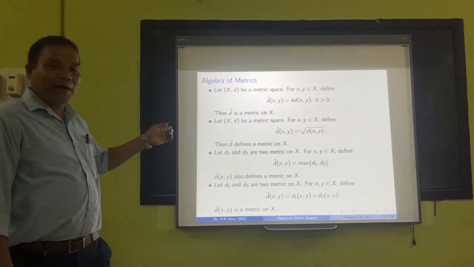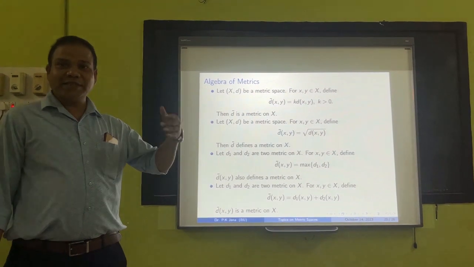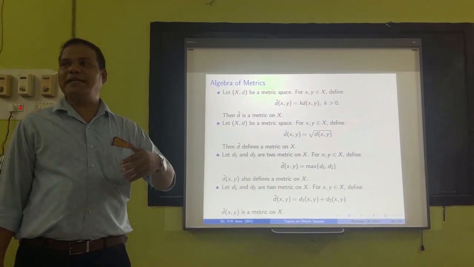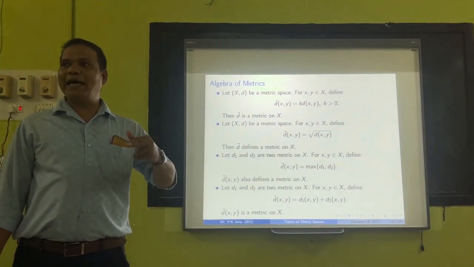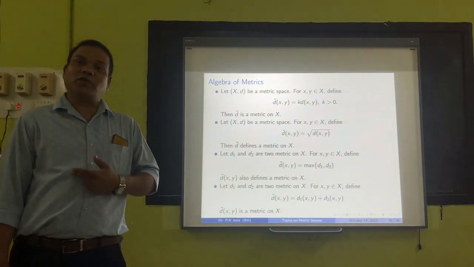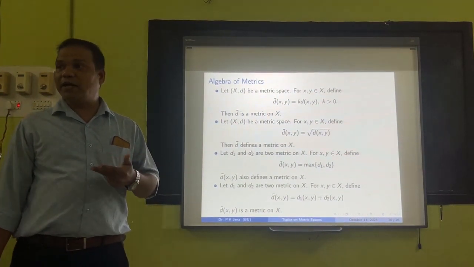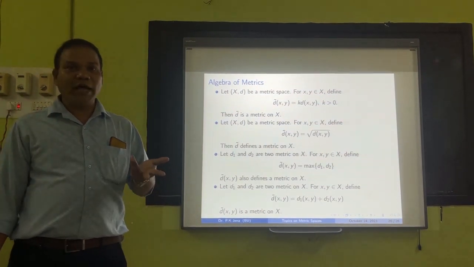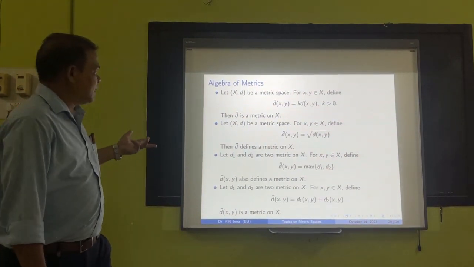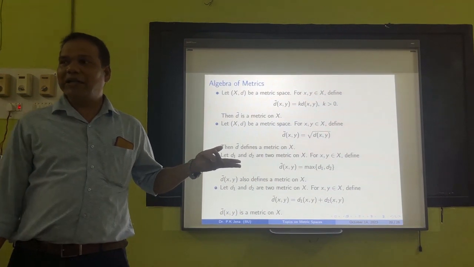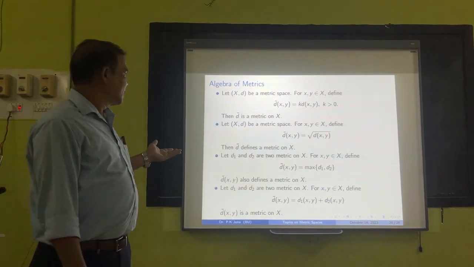Coming to the algebra of metrics, I was discussing earlier that if d1 is a metric on X and d2 is another metric, what about d1 plus d2? What about d1 into d2? What about minimum of d1 and d2? Maximum of d1, d2? We are in a position to discuss the algebra of metrics.